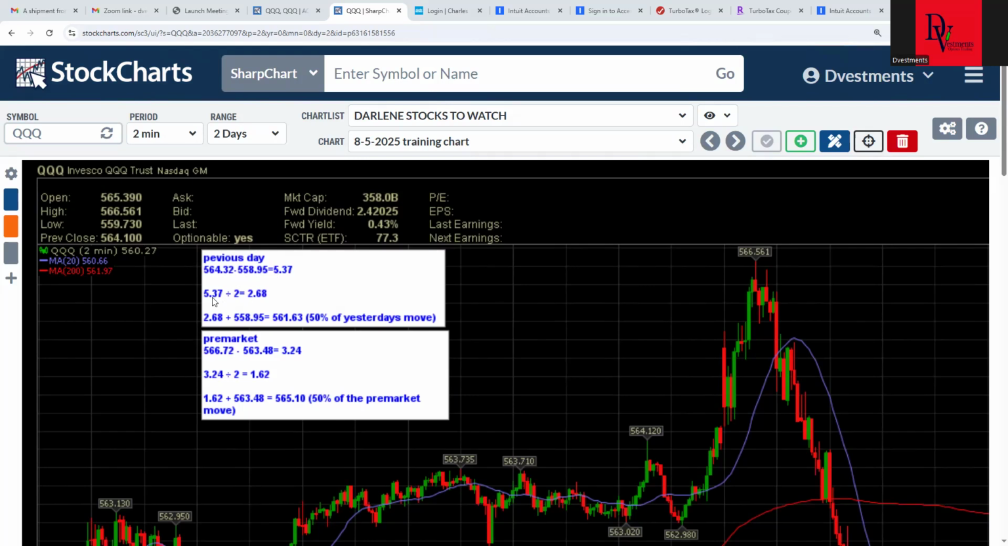That 5.37 divided by 2 is going to give you that 2.68. And the 2.68 plus 558.95 is going to give you 561.63. So that's going to be the 50% of yesterday's move. And yesterday's move would have been the 4th. It would have been August 4th.